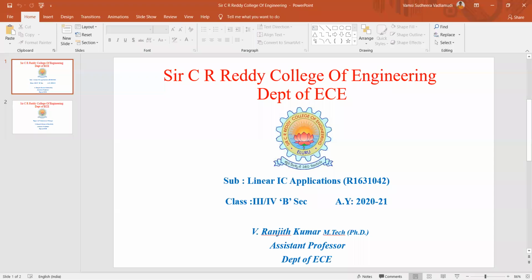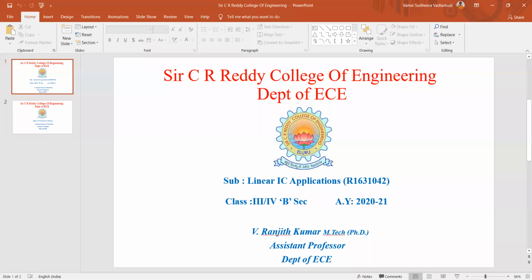So, in the last class, we had discussed the operation of a basic comparator and the operation of the comparator in inverting and non-inverting modes. Today we'll complete the applications also. We have 4 applications of comparator. First, zero crossing detector; second, level detector; third, window detector; and fourth, pulse generator.